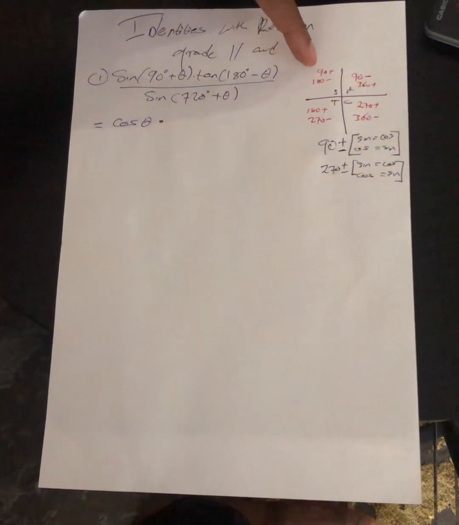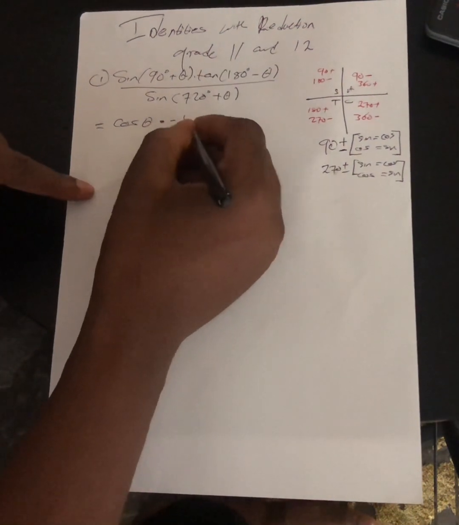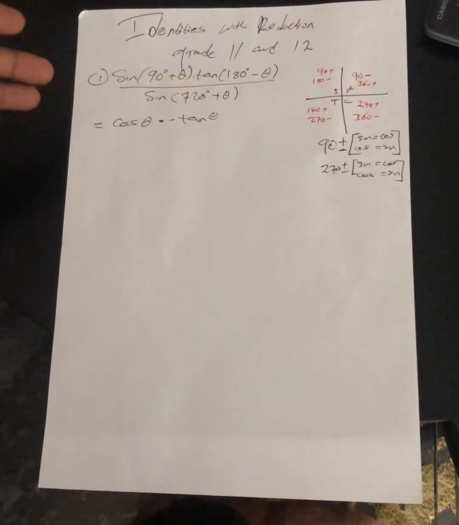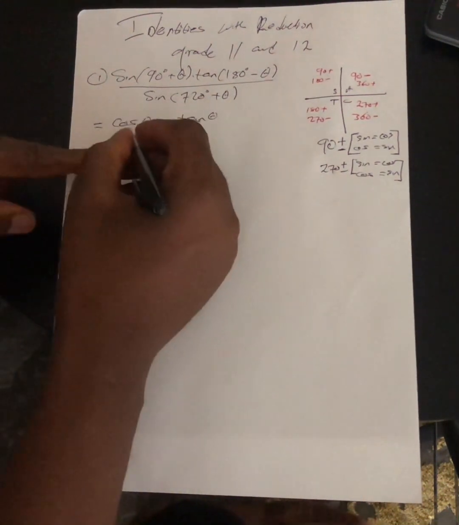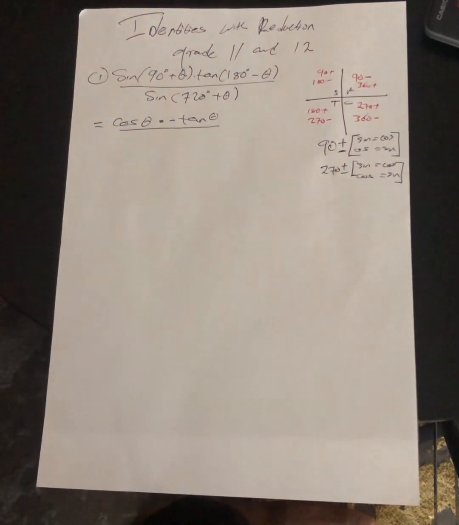180 minus is the second quadrant, and we know that tan there is negative. We're going to have tan theta. Cos multiplied by negative tan theta, all this divided by sin(720 plus theta). Every time when you are dealing with these big angles that are greater than 360, make sure that you reduce them by 360.